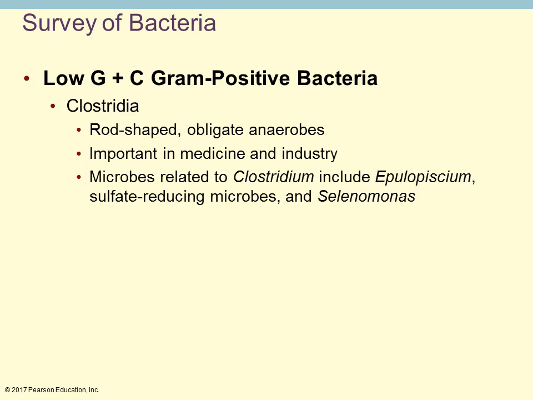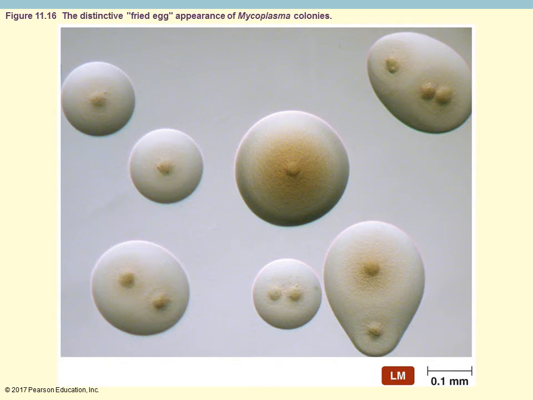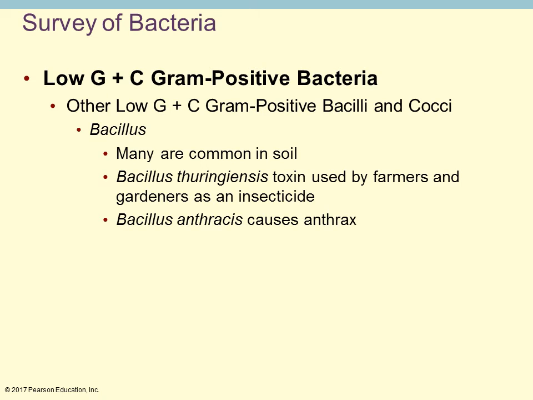There are some other organisms that are associated with them. Mycoplasms, these can be either facultative or obligate anaerobes. They do not have a cell wall. They're very small. Sometimes they will colonize the respiratory or the urinary tracts. They have a very classic look to them, which is referred to as a fried egg appearance. So when you grow them, it looks like you've got that fried egg and the yolk in the middle. That's going to be mycoplasm.